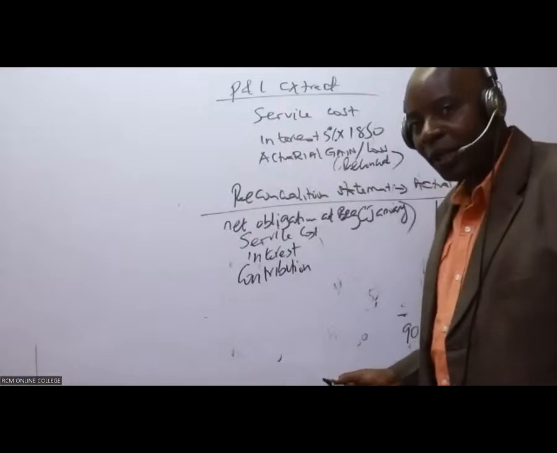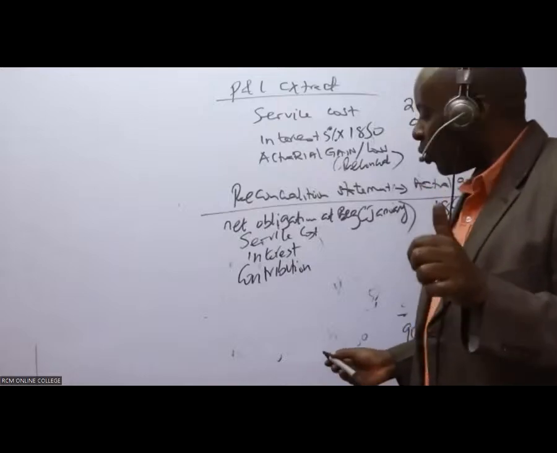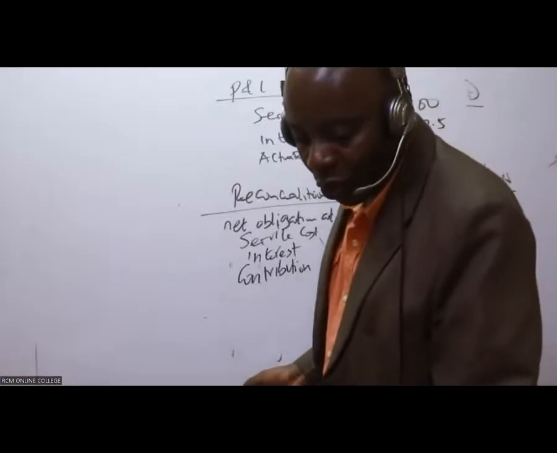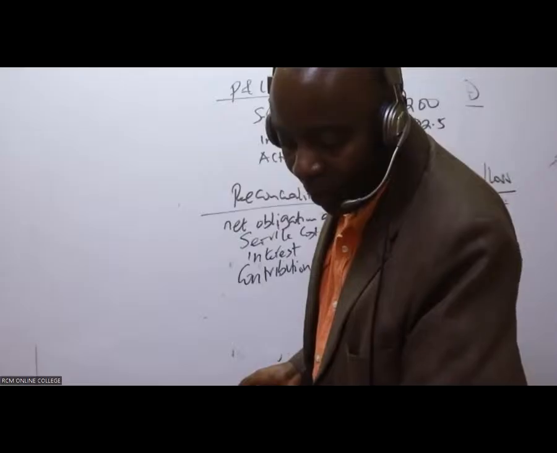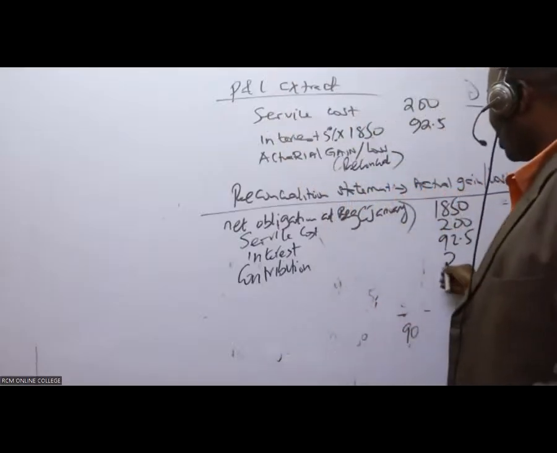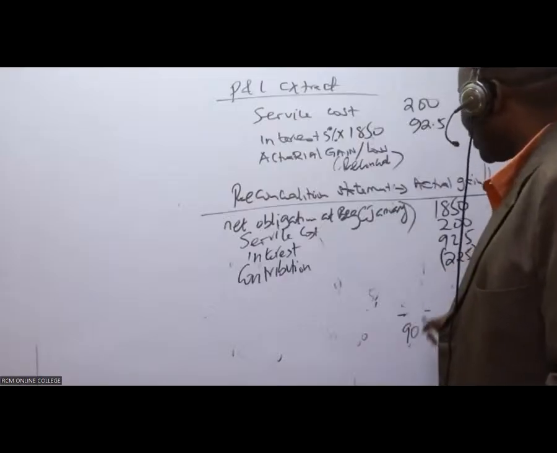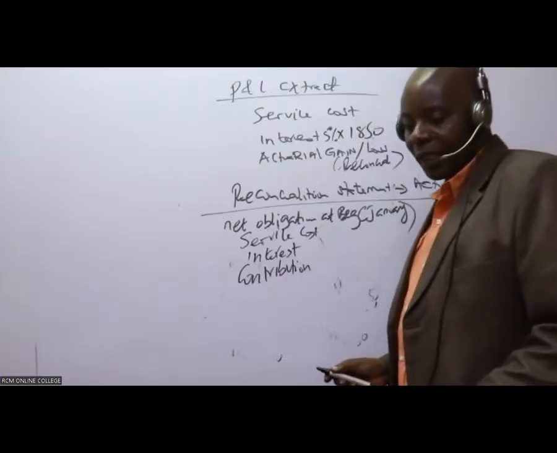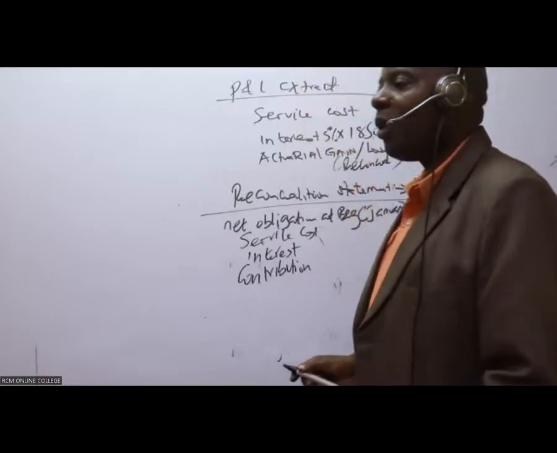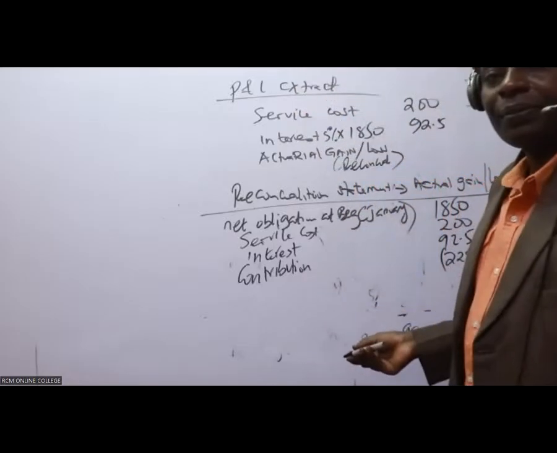Net obligation is going down. So the contribution must always be deducted. How much is the contribution? 225. Now, what do you know about benefits paid out?